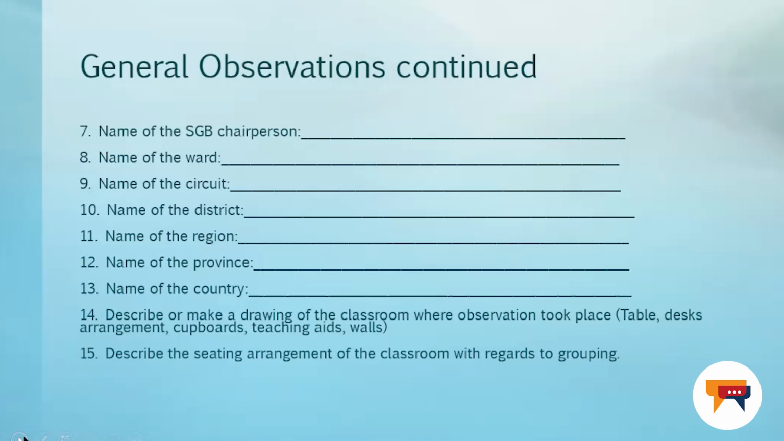Number 15, describe the seating arrangement of the classroom with regards to grouping. So you get children that are sitting on their own. So you say they sit singly, or you could say they're sitting with somebody else in pairs, or they're sitting in groups of 3 or 4. You will choose by looking at and observing what you're seeing to tell me number 15.